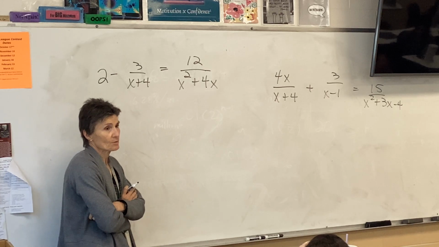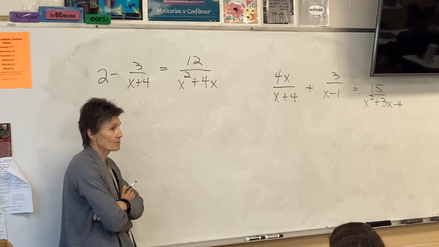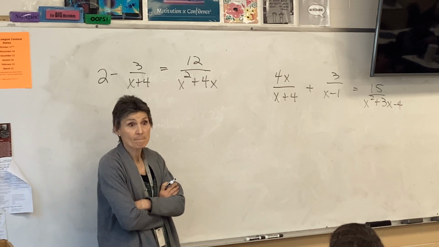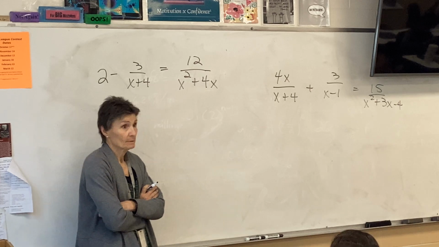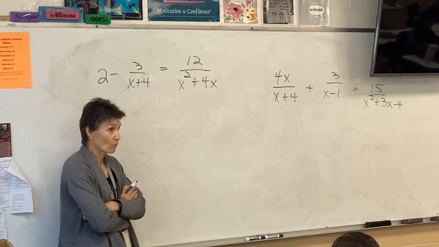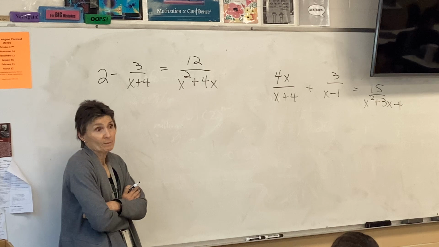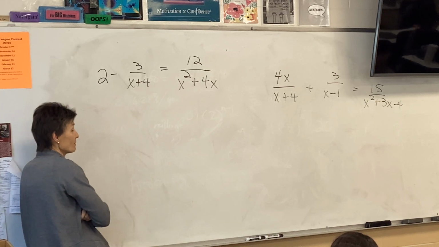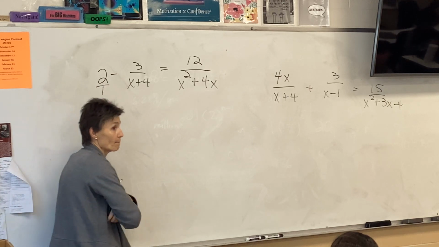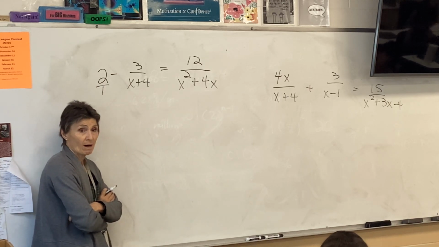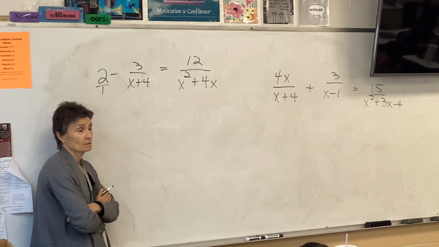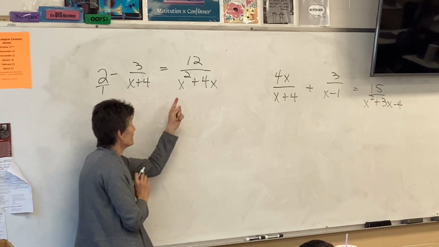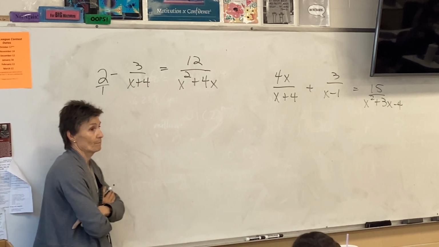What did we say yesterday about these denominators? If they're all the same, I can get rid of them, and then I don't have a problem with fractions anymore. So I would love to get rid of these, but the only way I can is if they are all the same. And right now, I have a 1, an x plus 4, and an x squared plus 4x.